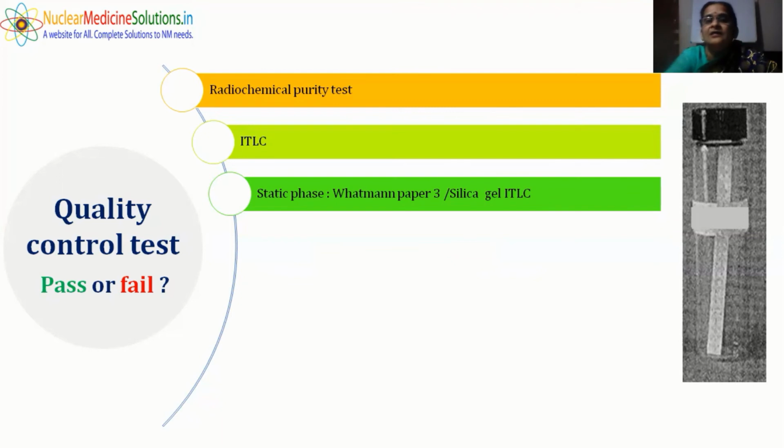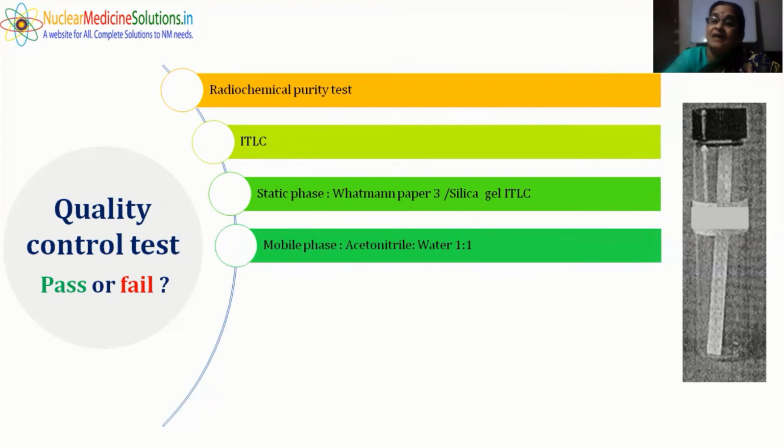While here, it is about finding out the different fractions, how much is the pure fraction and how much is the impure fraction. For that, we use this stationary phase of Whatman paper or silica gel ITLC, and the mobile phase can be acetonitrile and water in a 1:1 proportion. There can also be a citrate buffer, and many developments have occurred lately to get QC results very fast and accurate.